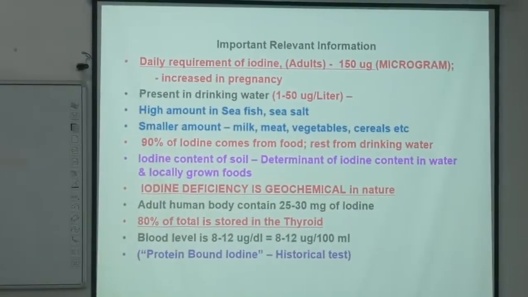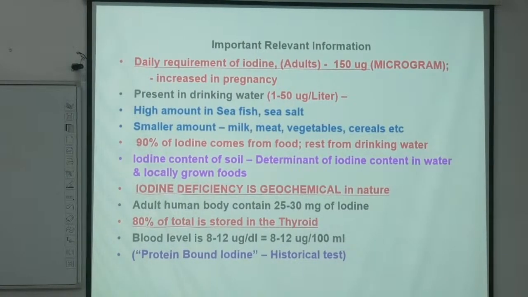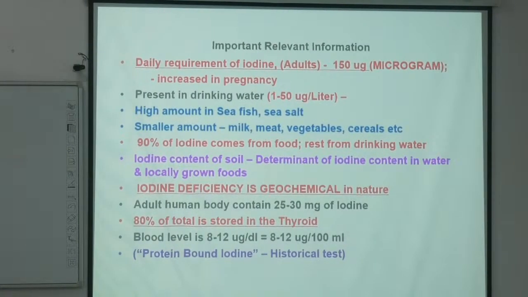So a high amount is present in sea fish, sea salt. However, we get a major amount of iodine from dietary sources, from cereals, from vegetables, and a smaller amount comes from milk, meat, vegetables, and cereals. And 90% of the iodine requirement is usually met by the food, and the rest from drinking water. Now, iodine content of the soil in any area is the determinant of iodine deficiency in that particular area.